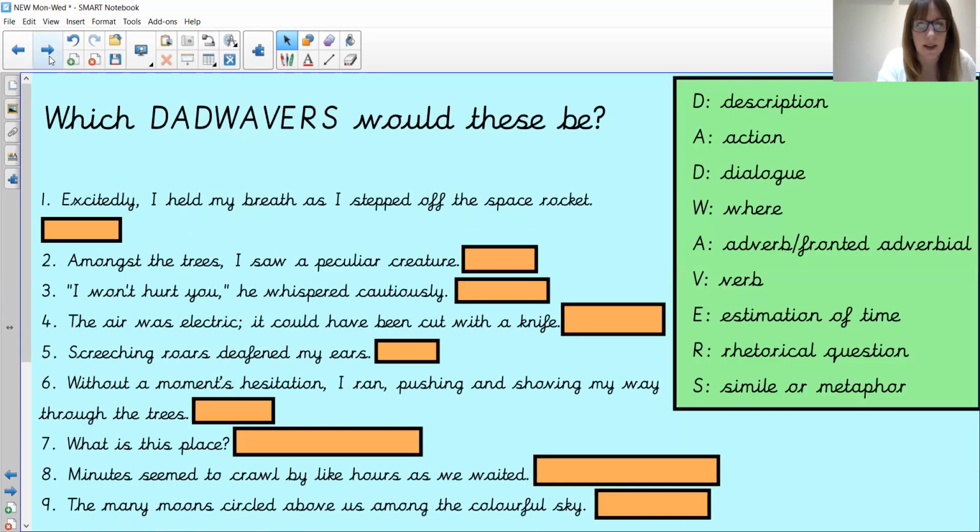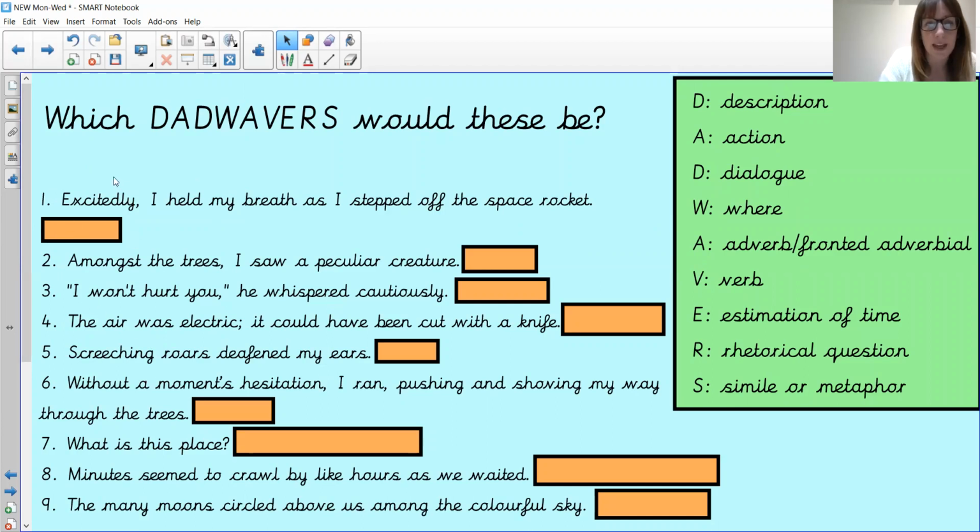So let's have a look at some examples. So I've got 9 sentences here. And there is an example of each of those DADWAVERS. So I'm going to read them out to you and have a think about which of those DADWAVERS here in this green box is that sentence. So we're looking really at the beginning of the sentences. How have they started? Because they haven't started with he or she. Okay, they've started in different ways.